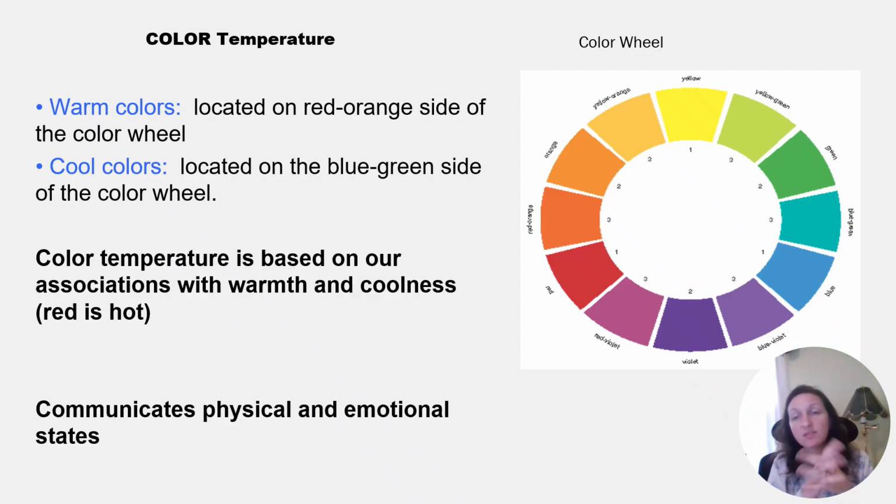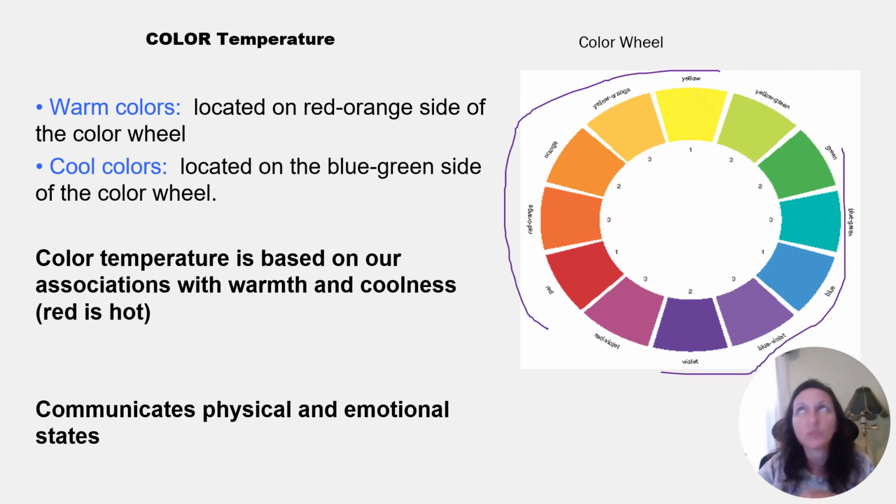Now, this brings us to color temperature. There are very, very few things in the world that all people, all of humanity, all cultures, religions, groups, wherever you live, everyone agrees on. Color temperature is one of them. People perceive yellows, oranges, and reds as warm, and purples, blues, and greens as cool, right? That is one of the very few things that is universal in the world.